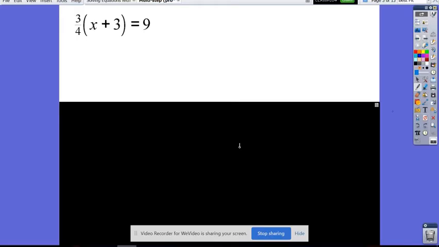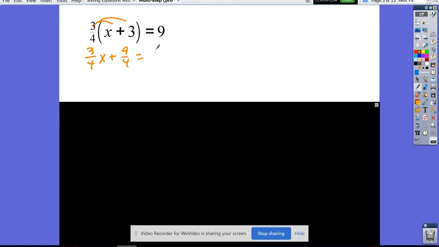Distributing a fraction. 3/4 times the quantity x plus 3 is equal to 9. There are two ways you could handle this. Again, you can either distribute the fraction, and you'll end up working with fractions: 3/4 x plus 9/4 equals 9. And you could certainly solve this from here.